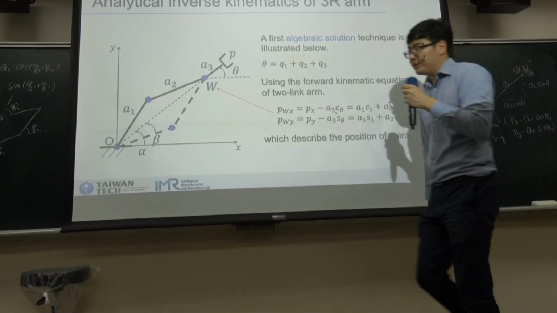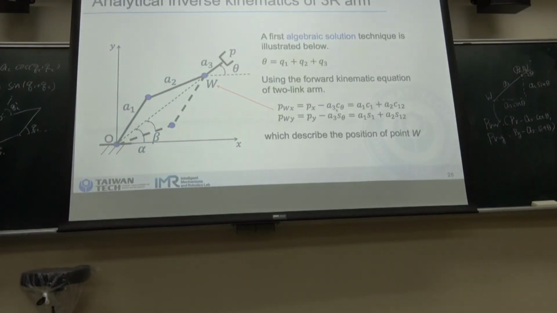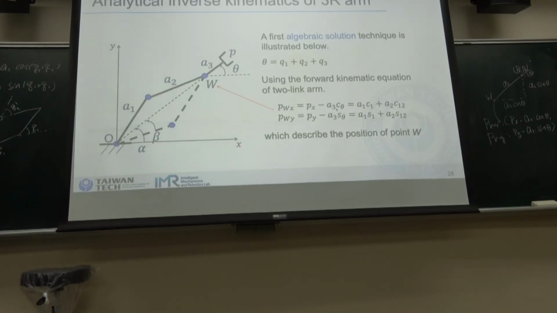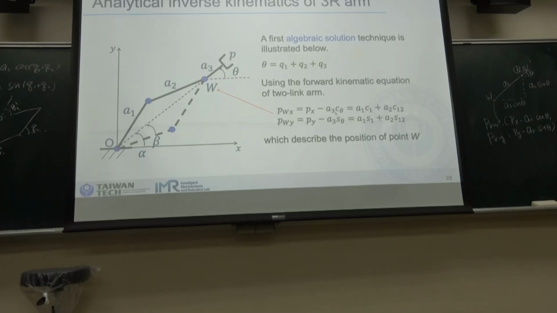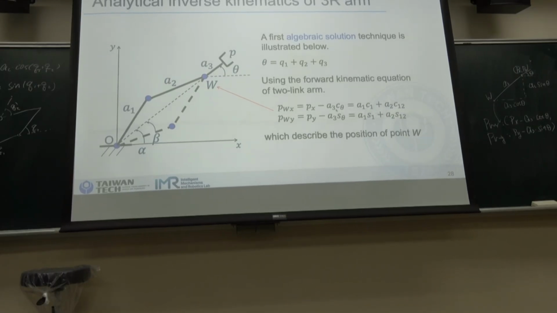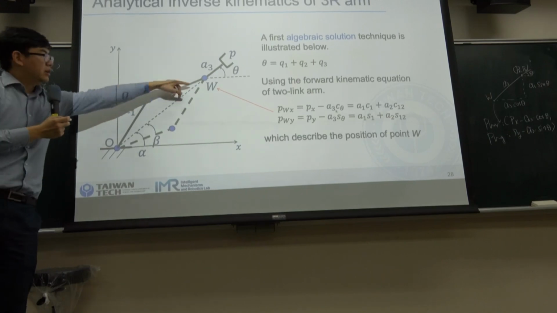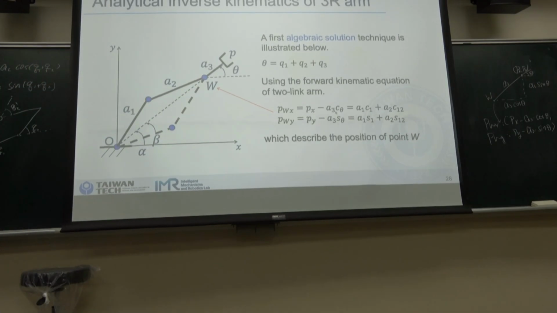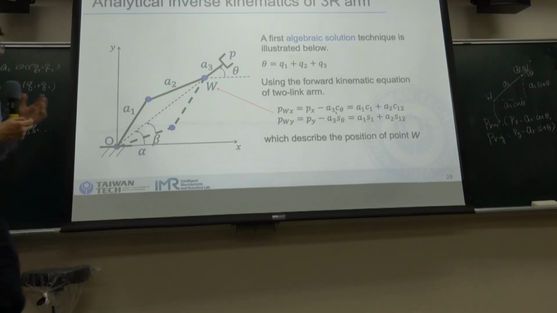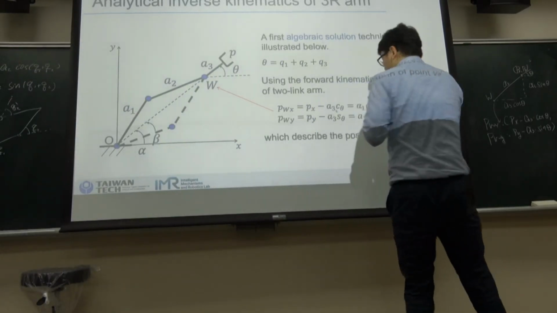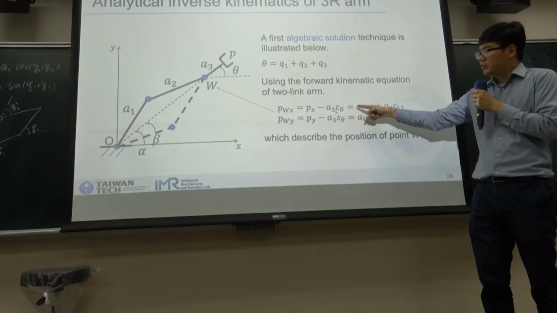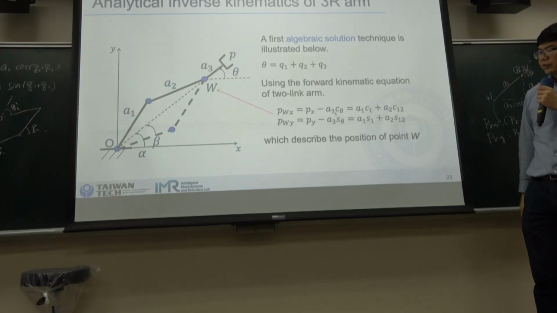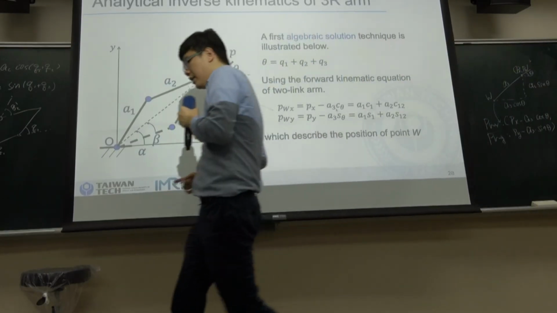And it's also equal to the 2R aim vector points. So it's the same as these two equations, and we can put them together. So we get Px minus A3 cosine theta equals A1 times cosine Q1 plus A2 times cosine of Q1 plus Q2. And for the y, the same.